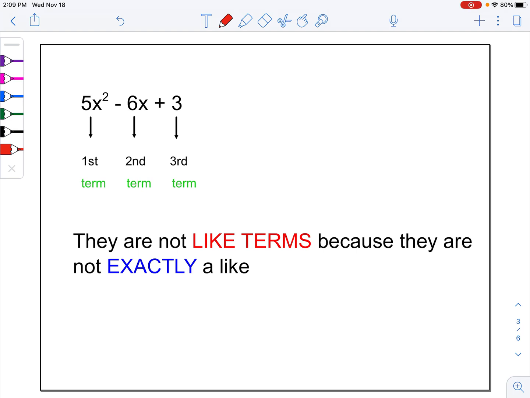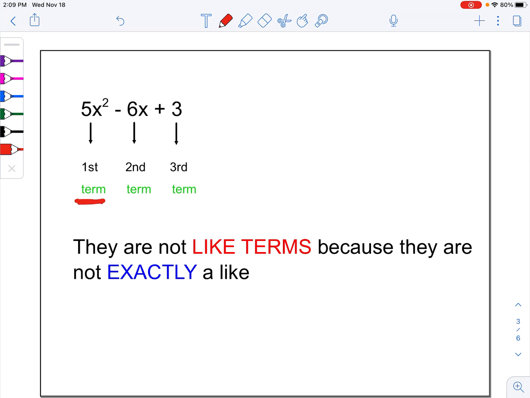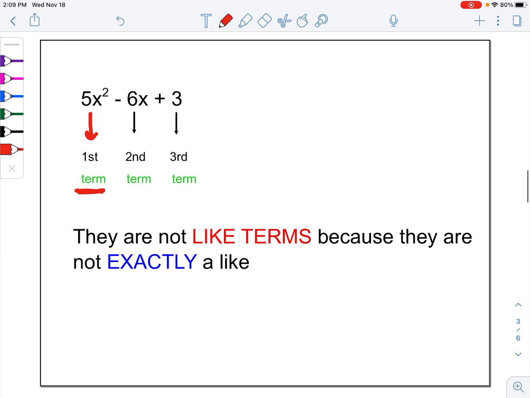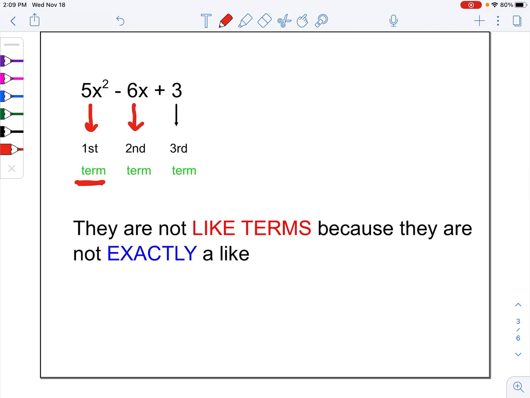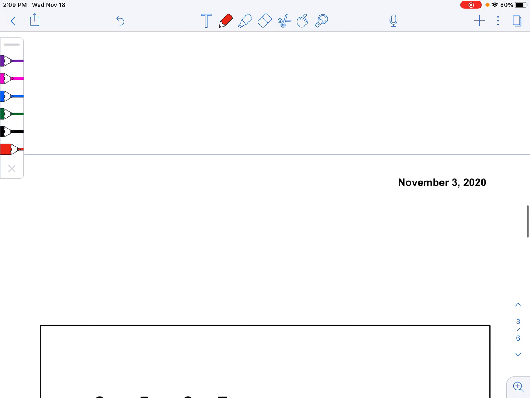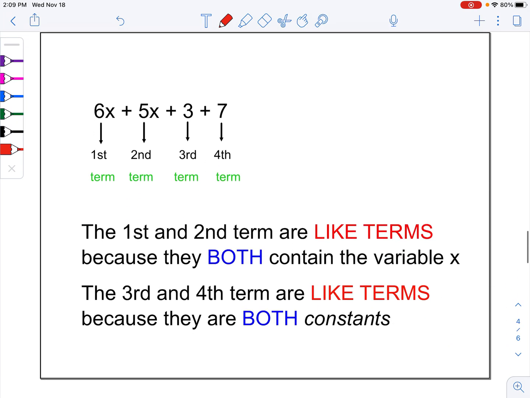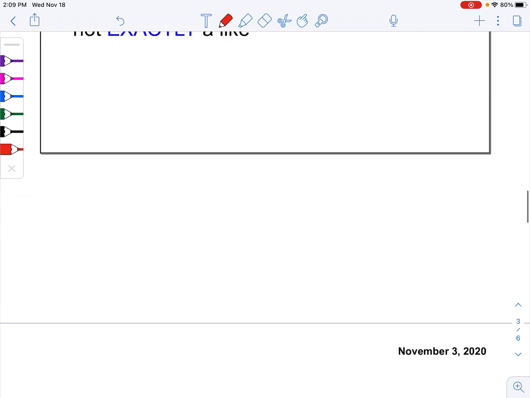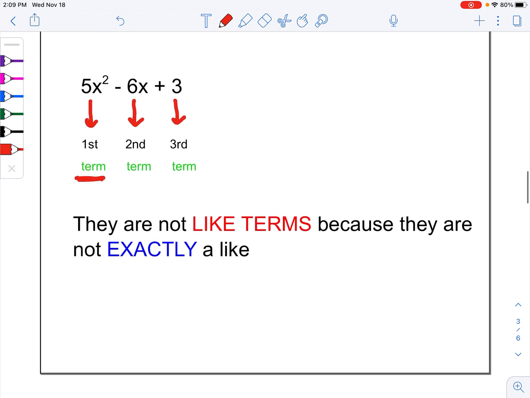But we're going to look at 5x squared as the first term because it's sitting in this first spot. Negative 6x is the second term because it's sitting in the second spot. And positive 3 is the third term because it's sitting in the third spot. So when I look at combining them, they have to look exactly alike. Like up here, nothing looked alike. This x had an exponent of 2, this x had an exponent of 1, and the 3 doesn't even have an x on it. So they are not like terms, so they cannot be put together.